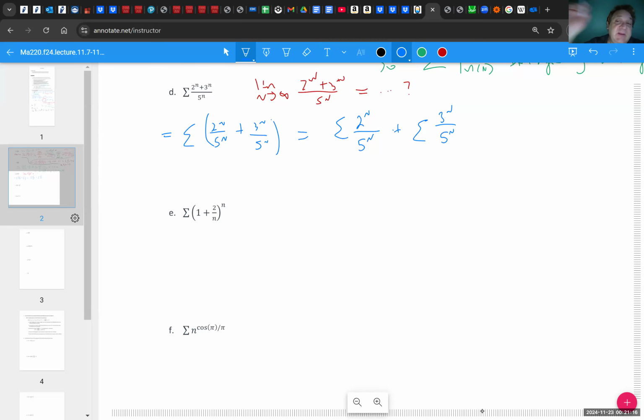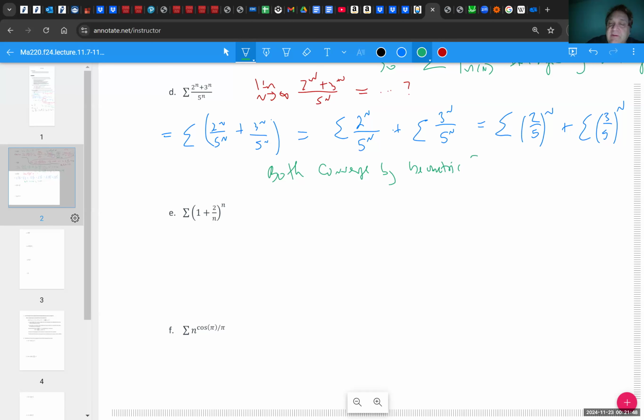If you don't see that they're both geometric series, let me remind you again of your algebra. 2 to the n over 5 to the n, they have the same exponent n. So you can write this as 2/5 to the n. And the other one would be 3/5 to the n. So we're going to say that both converge by a geometric series test.